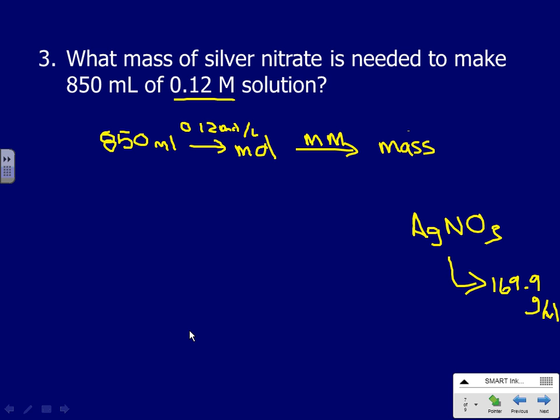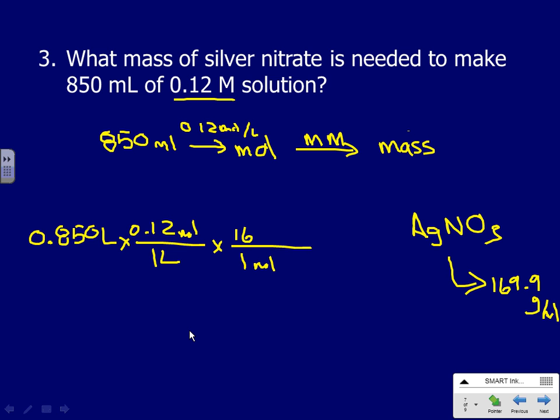Okay. So we've got to get rid of that thing. 0.850 liters. My map is guiding the way. I need liters on the bottom. 1 liter, 0.12 moles. My liters are gone. I need to get rid of moles. For every mole, it is 169.9 grams.